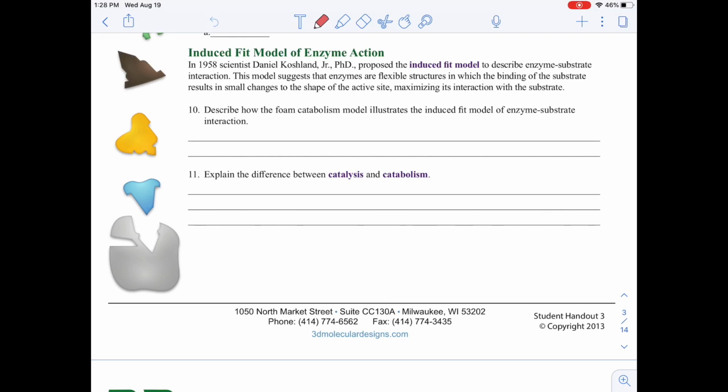Take a second now and answer questions 10 and 11.